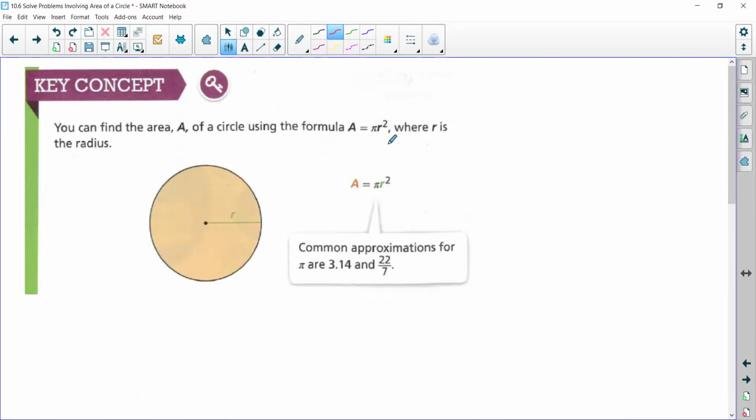So we're working with the area formula. We're finding area when given a radius, finding area when given a diameter. We're using circumference to find the area as well. And again, we work backwards. We find the radius first, and then we can find the area based upon that.